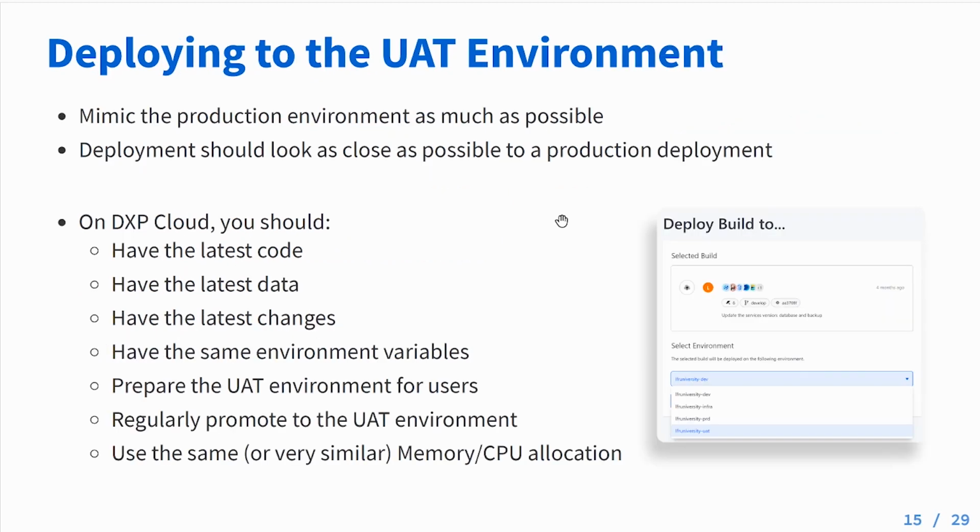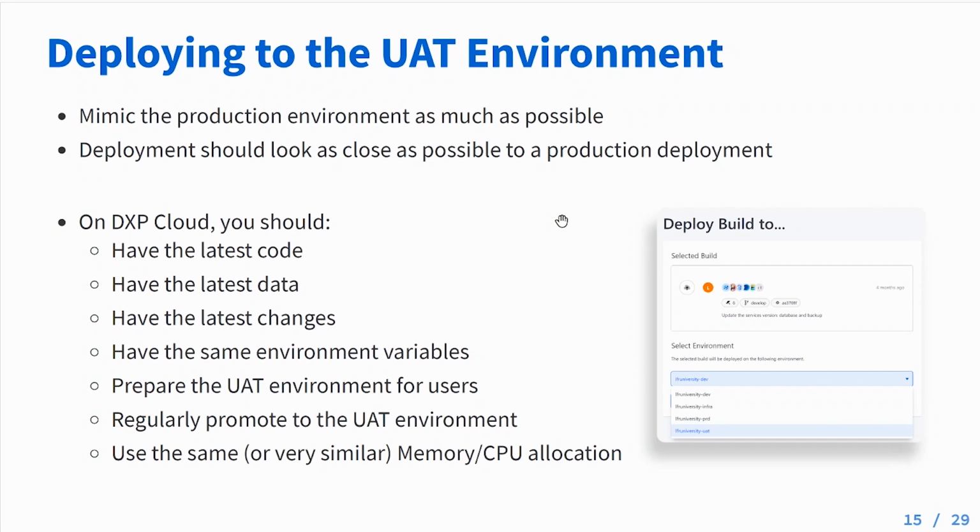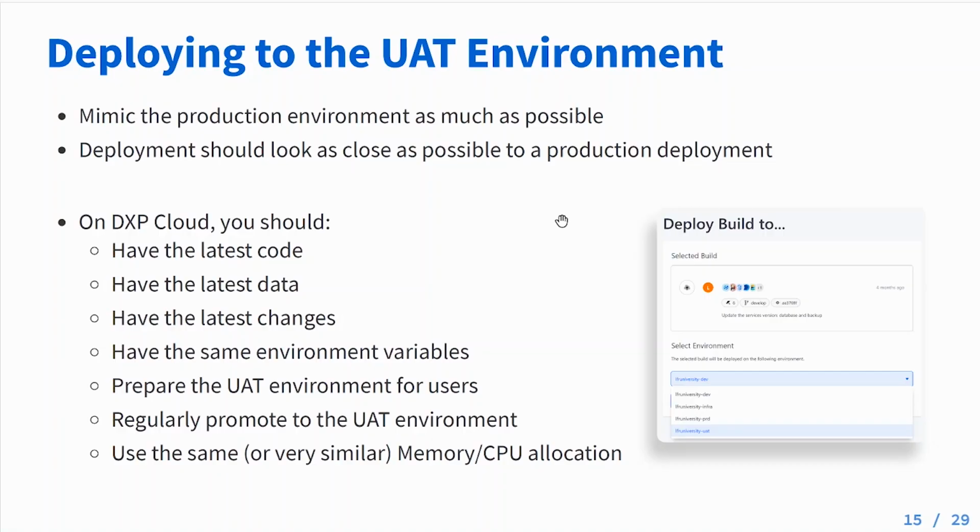After the code freeze, we want to start deploying to that UAT environment. Some key things to keep in mind are that we want to mimic the production environment as much as possible. So our UAT environment should be more or less a clone of our production environment. Similarly, deployment should look as close as possible to the production as well. If we have any deployment procedures in place in production, we need to make sure that those are mirrored inside of UAT.